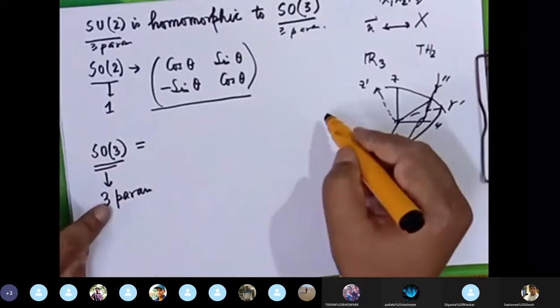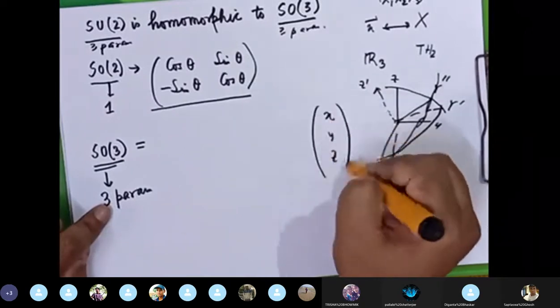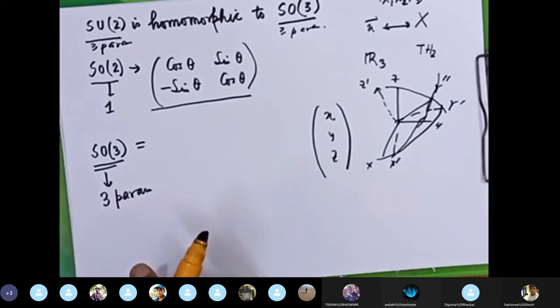That is also another way of doing this. Now, if your x, y, z is the original vector, if you rotate it by an angle, say, about x-axis, about an angle alpha.